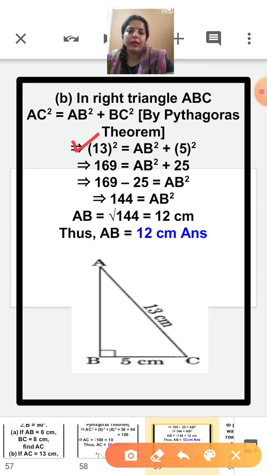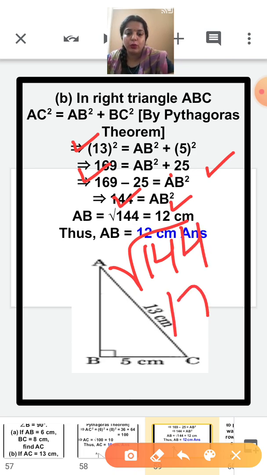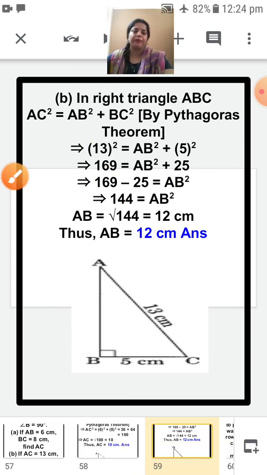See, 13 square equals AB square plus 5 square. 13 square is 169, 5 square is 25. Now this 25 is in plus sign here. When it moves to the right side, it converts into minus sign. 169 minus 25 gives you 144. Now AB square, here square is there. When it moves to the left side, it converts into square root. You need to find the square root of 144. It gives you 12. So this perpendicular will be equal to 12 centimeter. Okay, are you getting my point or not?